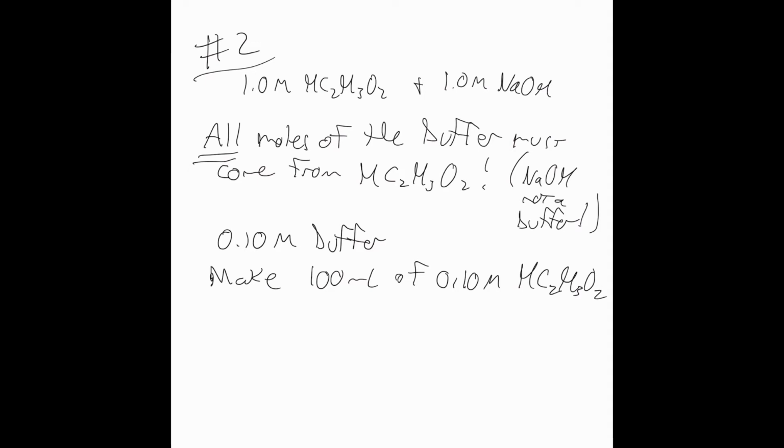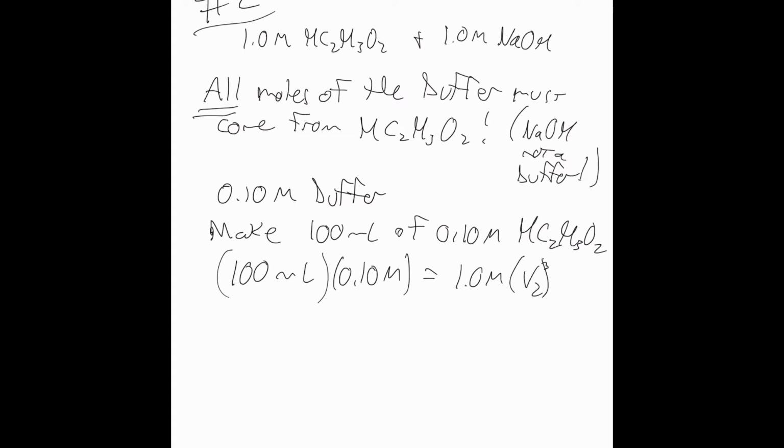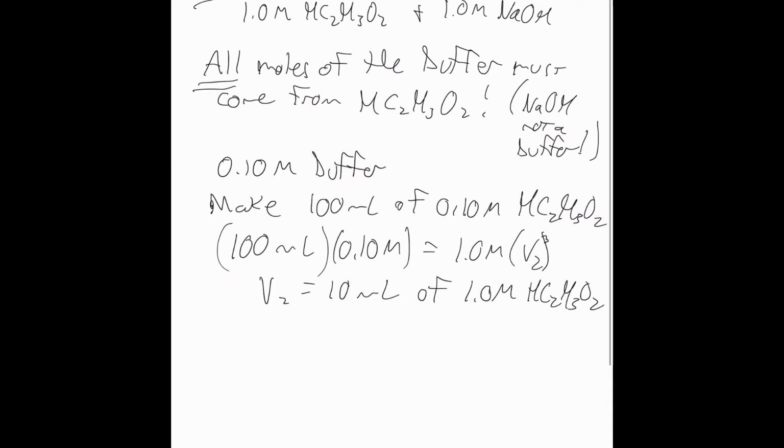So that's what we're going to start from, and we're going to use the sodium hydroxide to react some of the acetic acid into acetate. All right, so this is once again a dilution problem. So we need 100 milliliters at 0.1, and we have 1 molar. So what volume do we need? We need 10 milliliters of 1.0 molar acetic acid. So that's where we start.